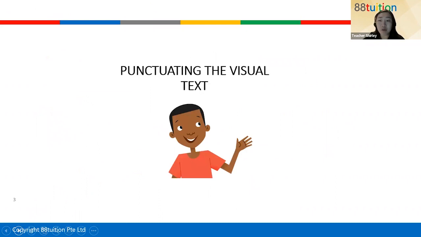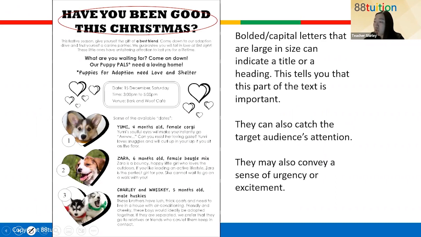Now I mentioned the objectives is to look at different punctuations and their functions in a piece of text. So let's have a look at this. Okay. Right. So bolded capital letters are large in size. Now this one is like the heading, right? The bolded and capital letters over here is the one that is circled, right? Why do you think they are bolded? Okay, this one is a title, it's a heading. It tells you that this part is important.